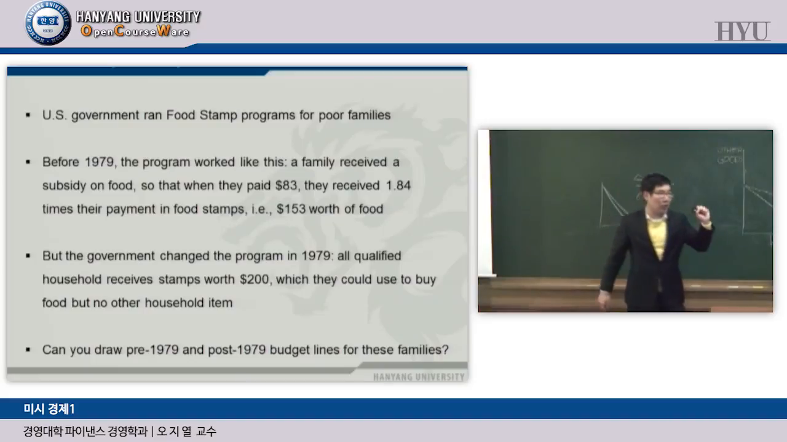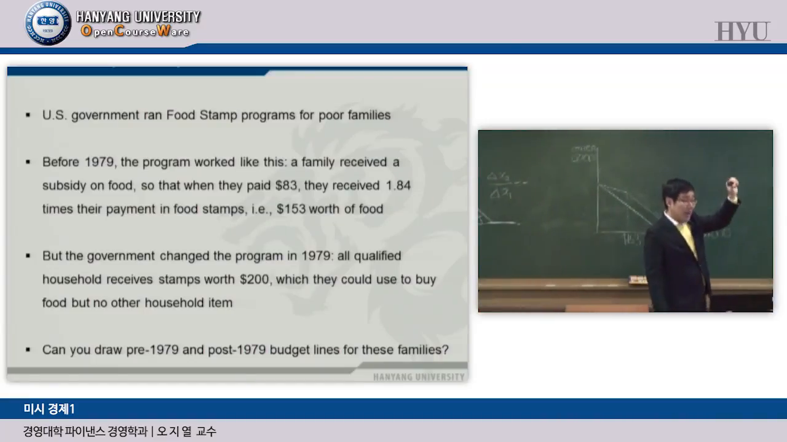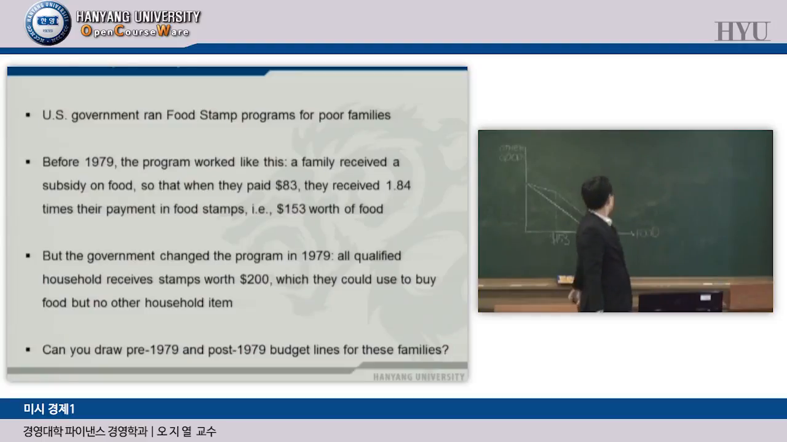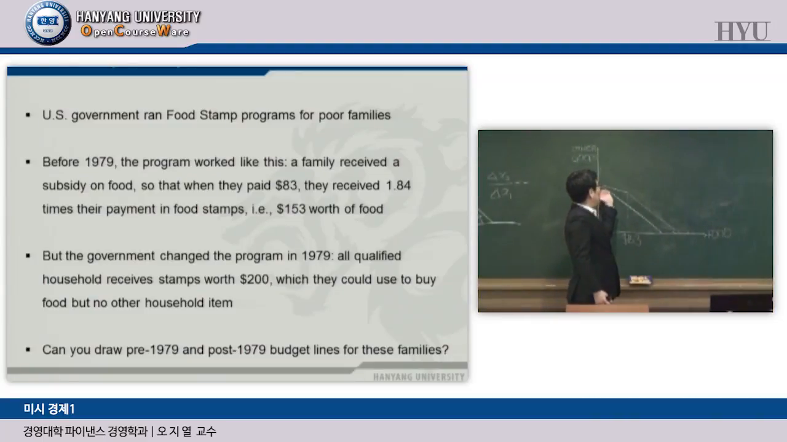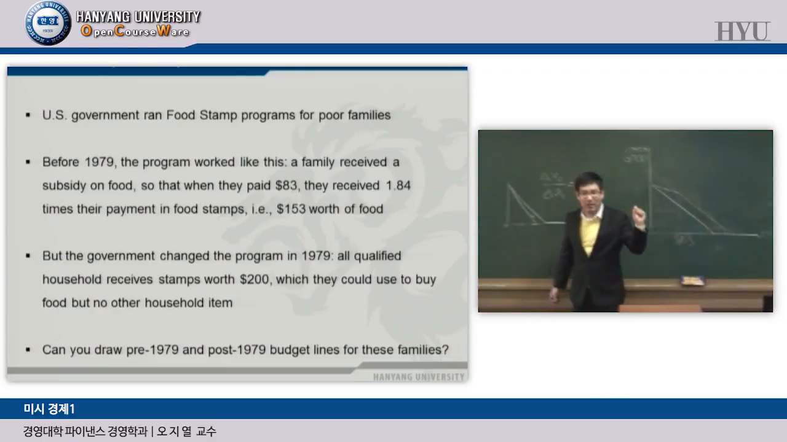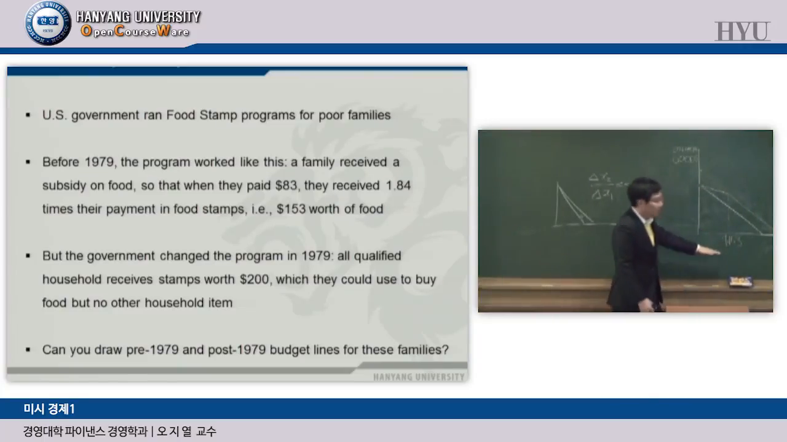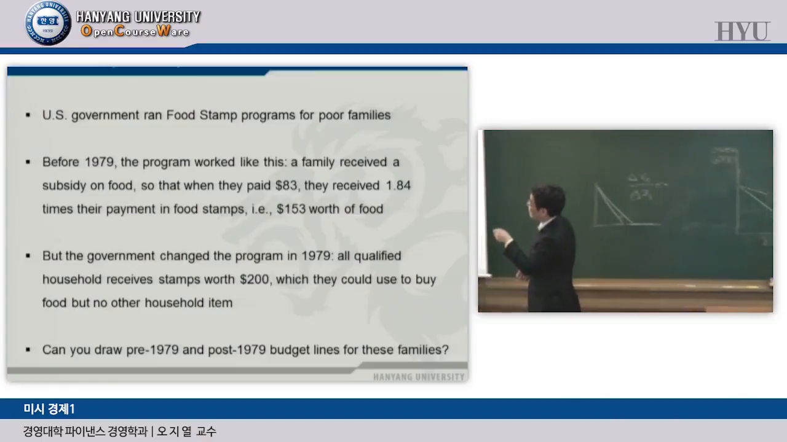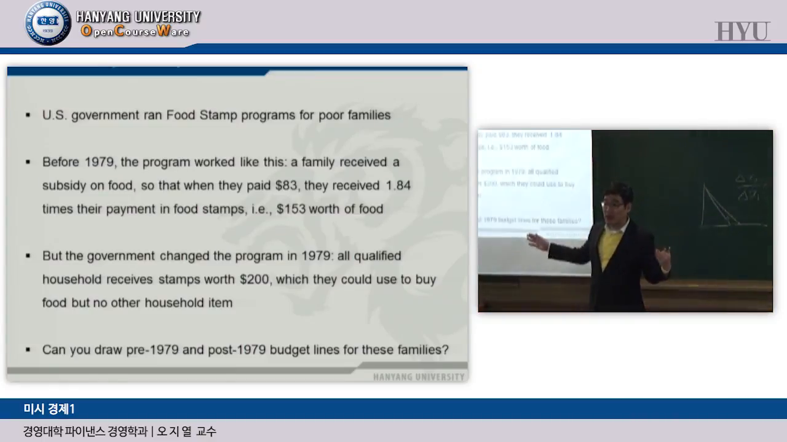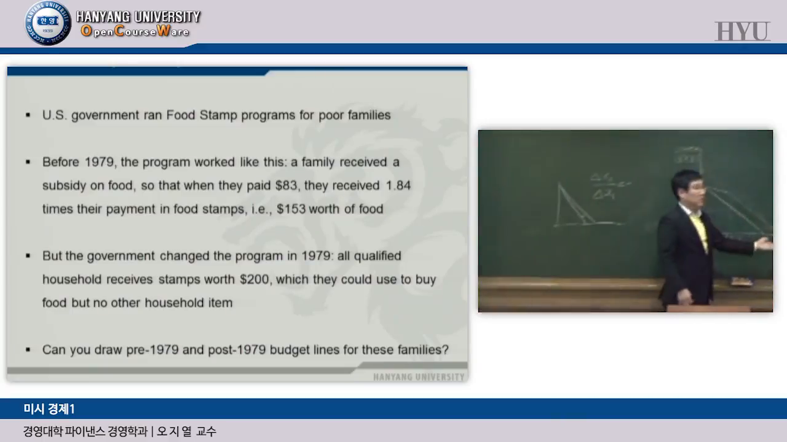So if you use up to your allotted amount, your allocated amount, then the budget line is shallower. You get more food for every $1 that you give up. $1를 기법하면 1.84달러어치의 푸드를 준대잖아요. 음식을, 식료품을. That's why the line is shallower up to 153, where your maximum amount of food stamp runs out. After that, it's the same as before.